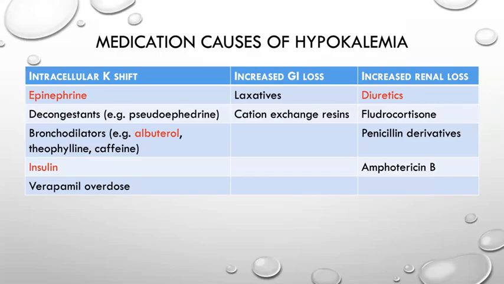This table lists the most common medications that lead to hypokalemia, broken down into their general mechanism: either intracellular potassium shift, increased GI loss, or increased renal loss. You're responsible for knowing the ones listed in red. The catecholamines like epinephrine and albuterol can be common causes of intracellular potassium shifts, as can insulin, as previously discussed. Laxatives and cation exchange resins are common causes of GI loss of potassium. Diuretics are very common causes of renal loss of potassium.